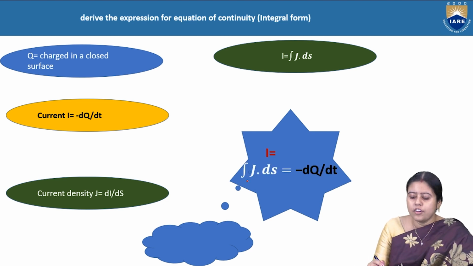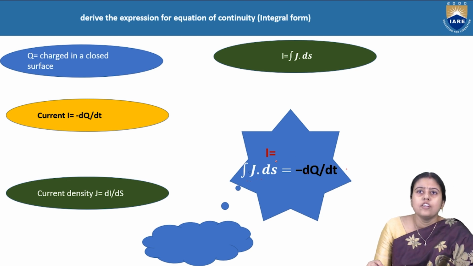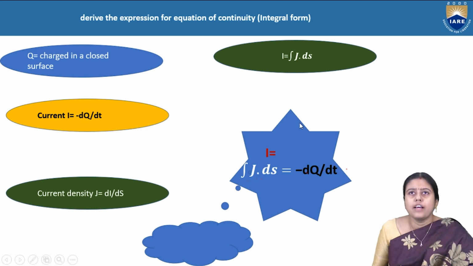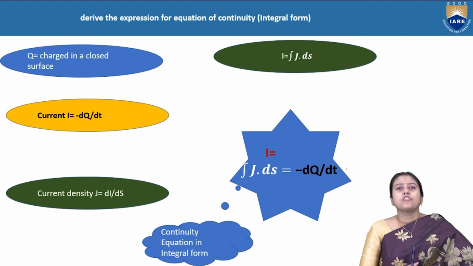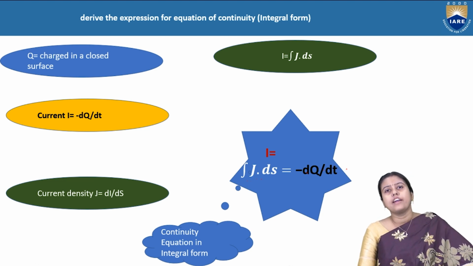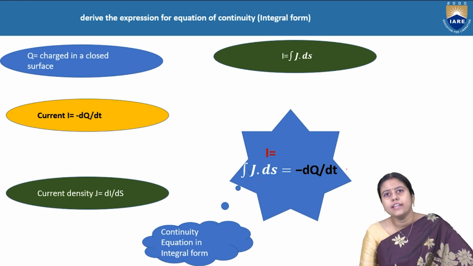So I is equal to the integration of J dot ds, which is equal to minus dq by dt. This equation is known as the continuity equation in the integral form. First we are assuming that in a conductor there is a charge in a closed surface, and current I is equal to minus dq by dt.